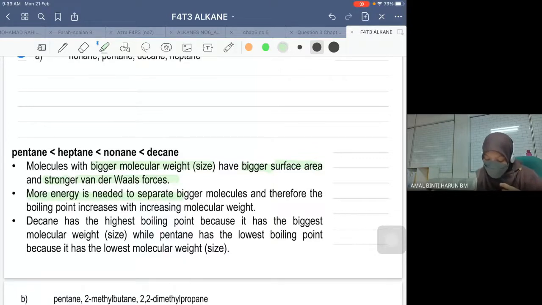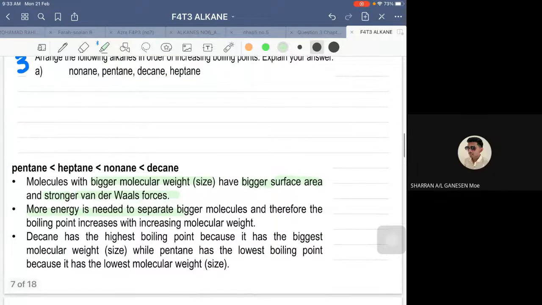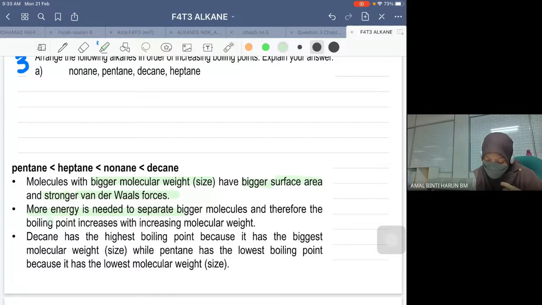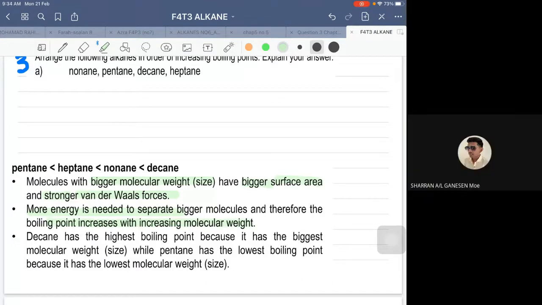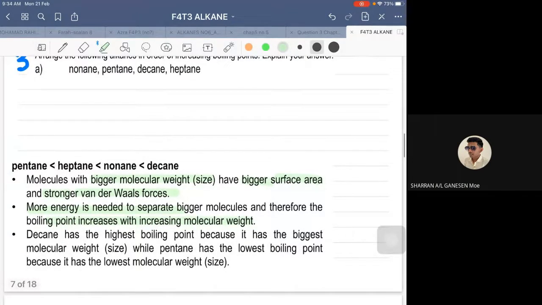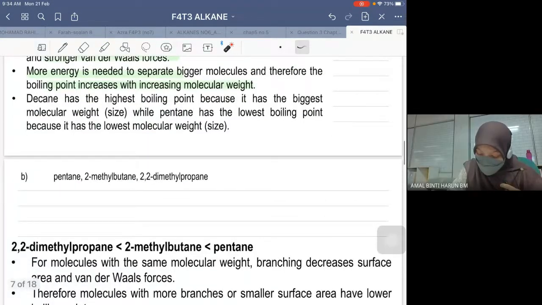Amboi, macam kau dapat skema je, Sharon. Kau tengok buku. Madam, I used the notes. I did not use any schema. Point increase the molecular weight. Dalam nota tu dia tulis macam tu. Saya tak guna itu skema semua. Okay. Tak masalah lah.